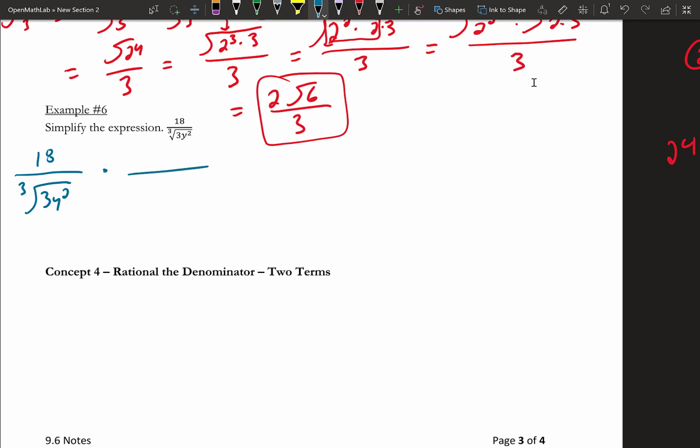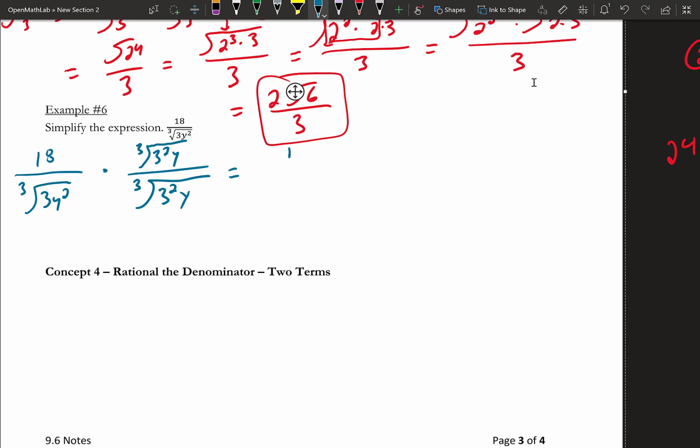Right, so to figure out what I need to multiply by, I'm going to want 3 cubed y cubed, right? So I have 3 to the first power, so I need to multiply by 2 more. And then I have y squared already, so I need 1 more y. Right, so in other words, I'm multiplying by the cubed root of 9y. Right, but I'll just leave it as 3 squared for now.